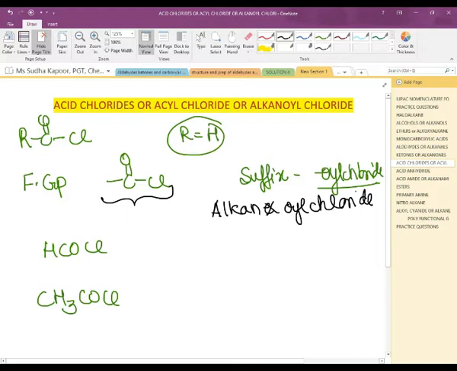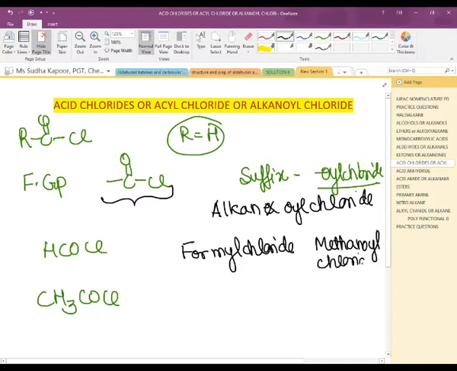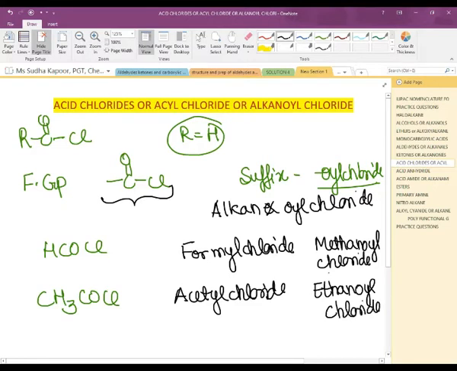So let us come to the first one, that is HCOCl. Although HCOCl is highly unstable in nature, in the common it is known as formyl chloride, and in the IUPAC system it is known as methanoyl chloride. Methanoyl: methane, remove E, add oyl. For CH3COCl, it is known as acetyl chloride, and in the IUPAC it is known as ethanoyl chloride. So we will be seeing wherever possible both the common and the IUPAC names.